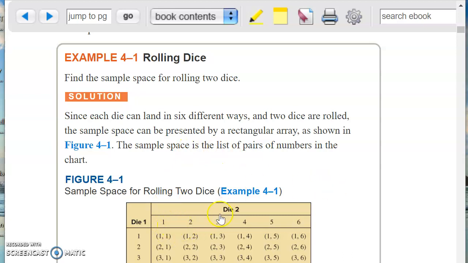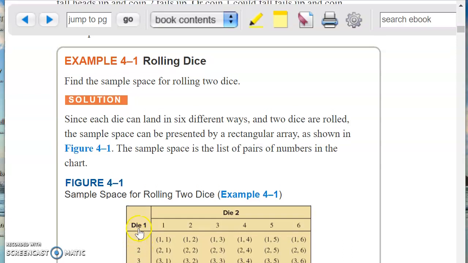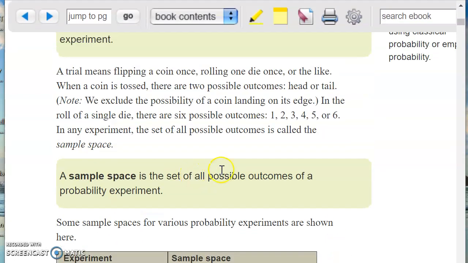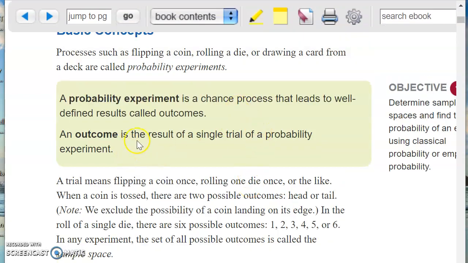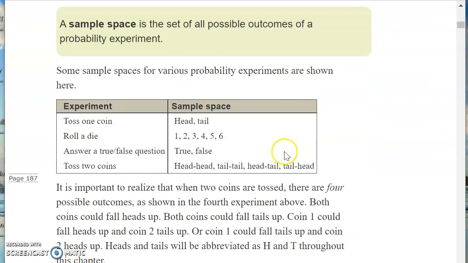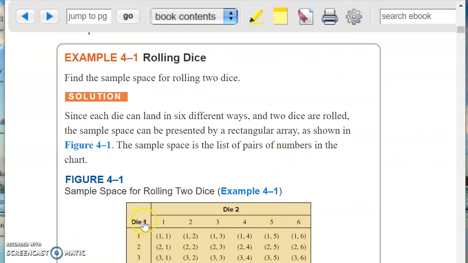and as you can see, die number 1 has 6 possible results, okay? An outcome is the result of a single trial. So if you roll die number 1, the result can be a 1, 2, 3, 4, 5, 6. Die number 2, the result can be 1, 2, 3, 4, 5, 6.